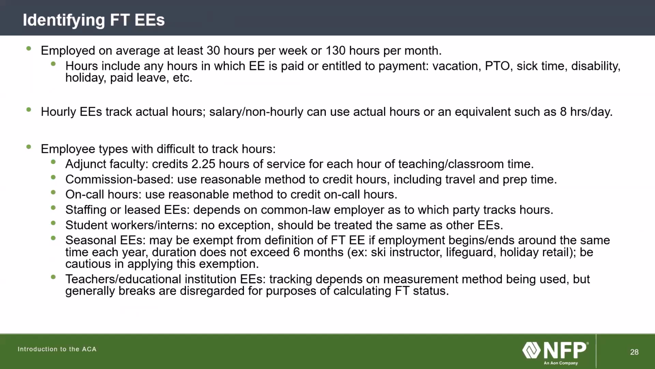So let's say we've determined you are an applicable large employer. Now what do we need to do? Well, now we need to identify who are those full-time employees to whom you need to be offering coverage. And again, we're going to hit this at a very high level. We could spend an entire hour just talking through identifying full-time employees. So the general idea is that a full-time employee is someone who's employed on average at least 30 hours per week or 130 hours per month.